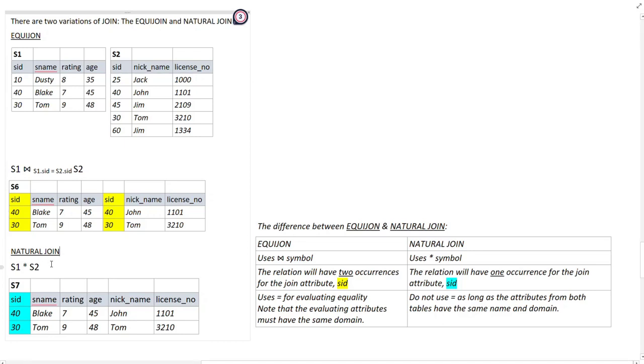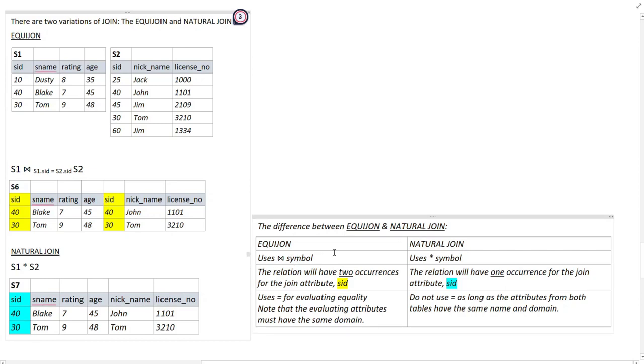We also have natural join. And natural join basically has no condition. The condition is implied. So as long as two relations that we are going to join have the exact same name for an attribute with the same domain, then we don't have to specify the condition. So in our case, we have SID here and SID here. And when we use natural join, the extra or duplicate column is eliminated.